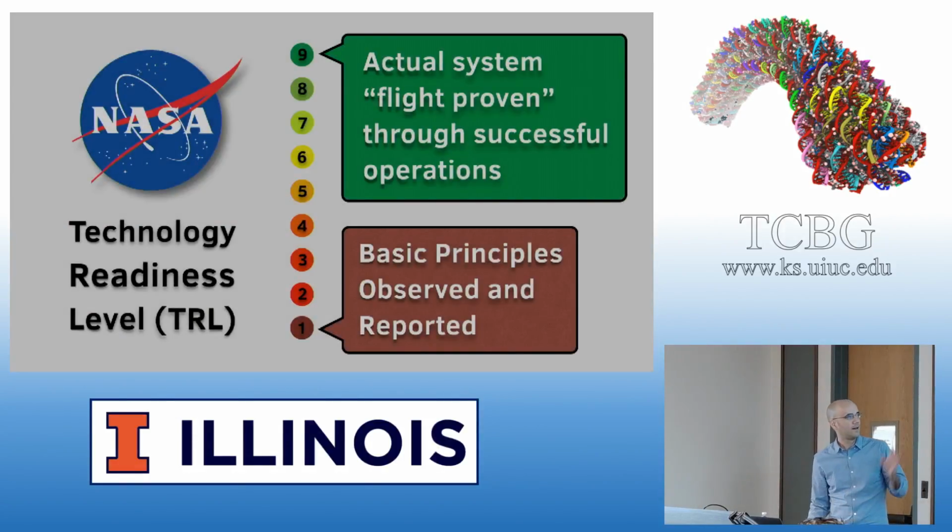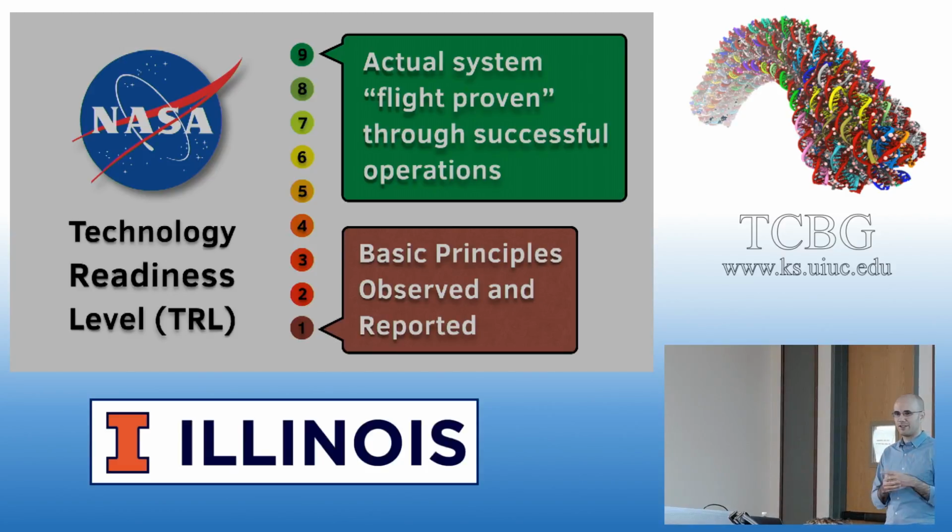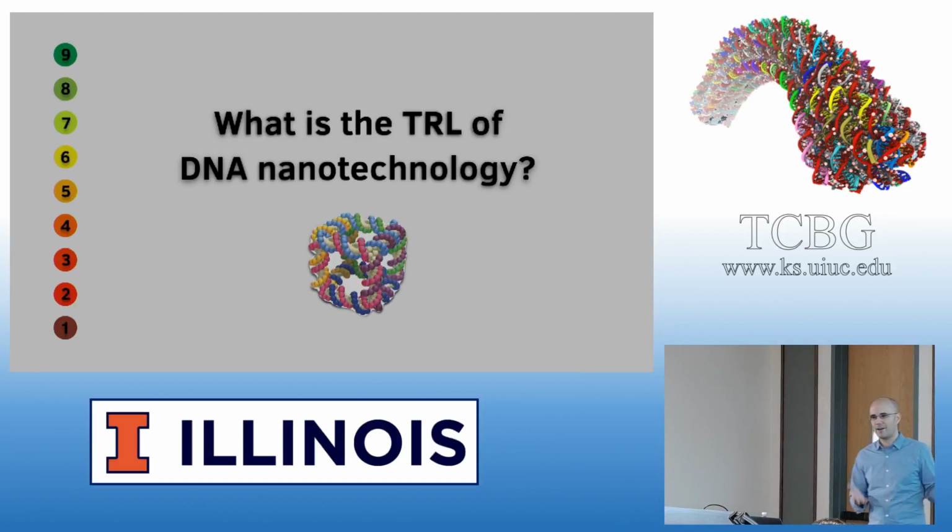Okay. Sorry. So basic principles observed and reported at the bottom, and then actual, quote, flight proven through successful operation. So meaning that the technology has been on 50 space flights and it works and we trust it. So we can ask, what's the TRL of DNA nanotechnology?